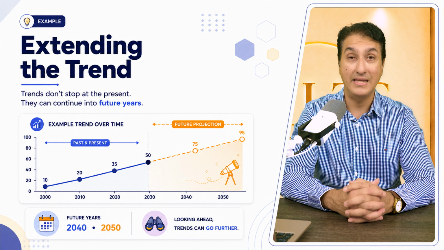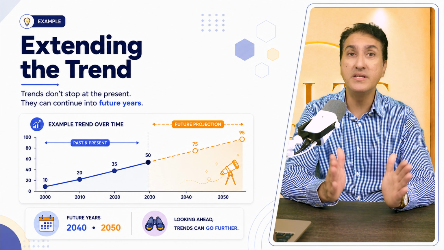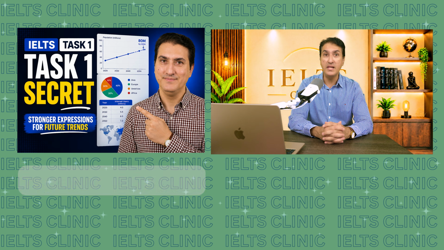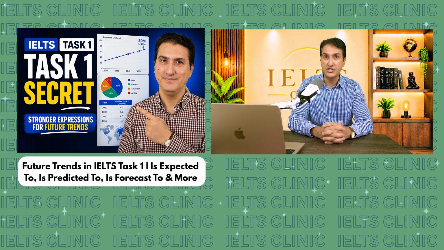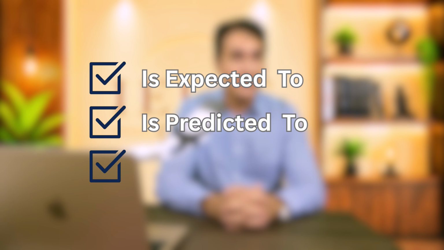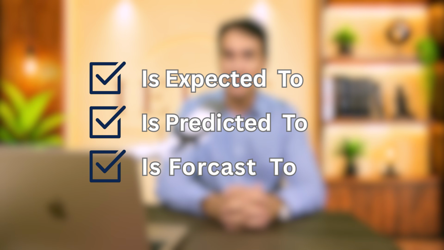In some IELTS Academic Writing Task 1 questions, you will see future trends. For example, the graph may continue into the future, showing years like 2040 or 2050. In our previous lesson, we learned some very useful expressions such as is expected to, is predicted to, and is forecast to. But here's the important question.